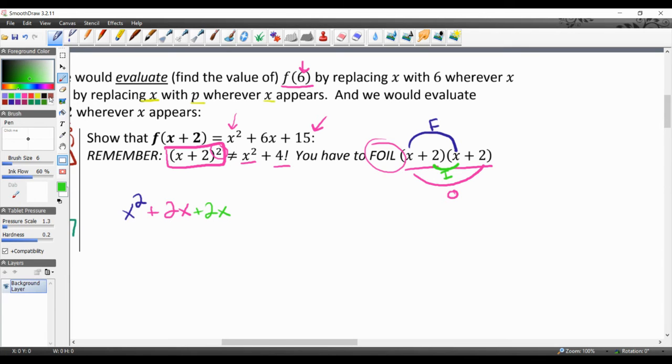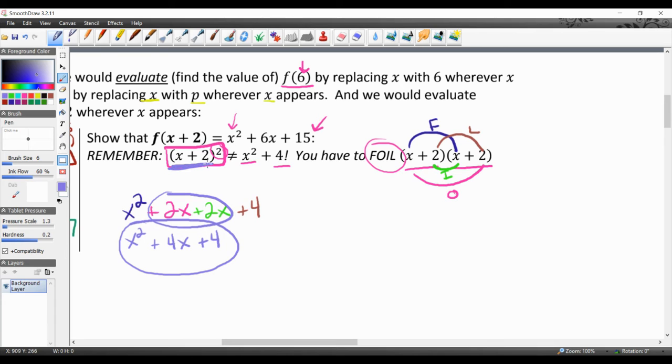And last but not least, we have L, which is the last one. So this one right here, L. 2 times 2 is 4. And then from here, we just combine like terms. So x squared stays the same. These two go together. 2x plus 2x is 4x. And then we bring down that 4. So this entire piece is just this part right here. Notice that the answer is all this, so we're not quite there yet.